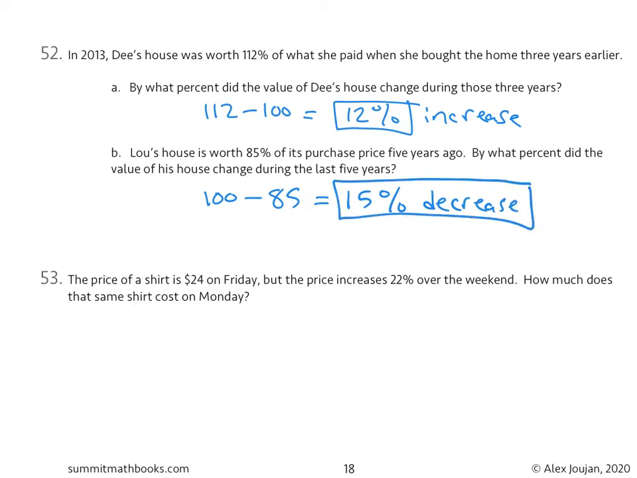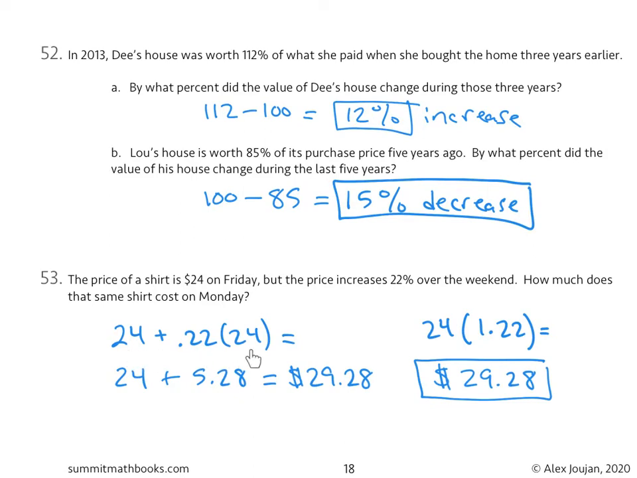53. The price of a shirt is $24 on Friday, but the price increases 22% over the weekend. How much does that same shirt cost on Monday? Well, we're starting with 24, and then you're adding 22% of 24 to the price. That's one way to do this. You could also realize that a 22% increase would make it 122% of its original price. So you can take 24 and multiply it by the decimal form of 122%, 1.22.